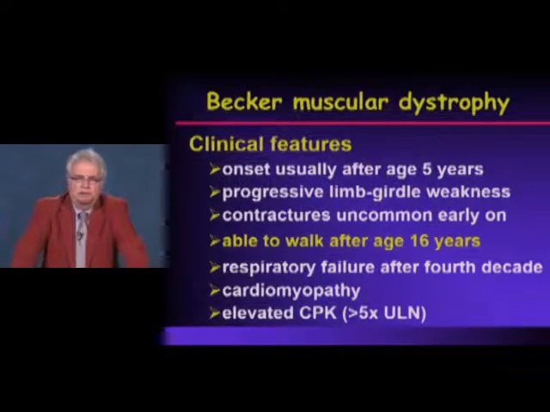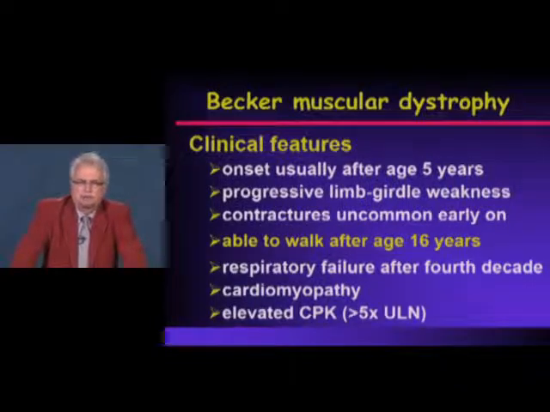And then we have another phenotype known as Becker muscular dystrophy, with onset usually after the age of 5 years, with progressive proximal weakness. But in this type of dystrophy, contractures are not that common, at least early on.